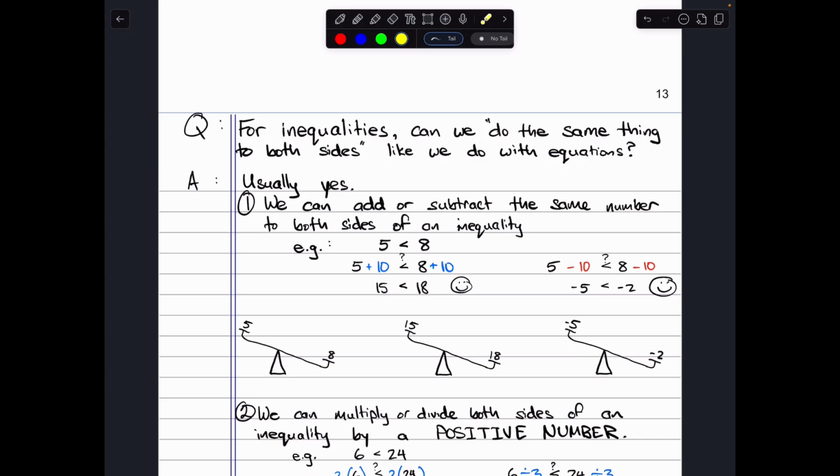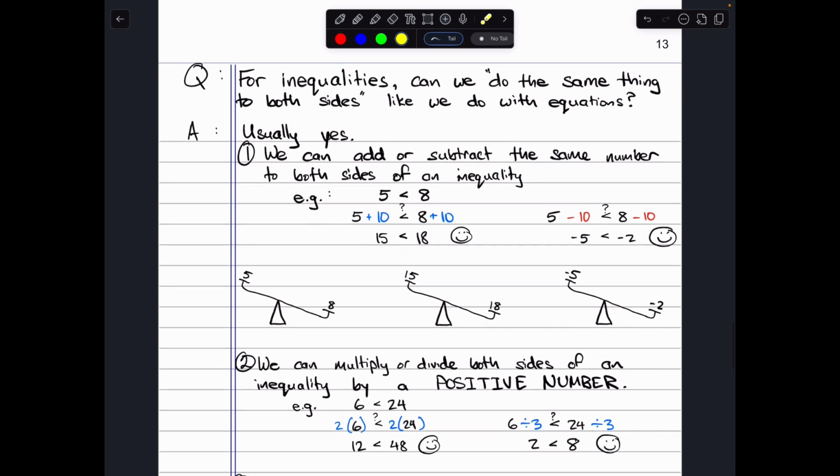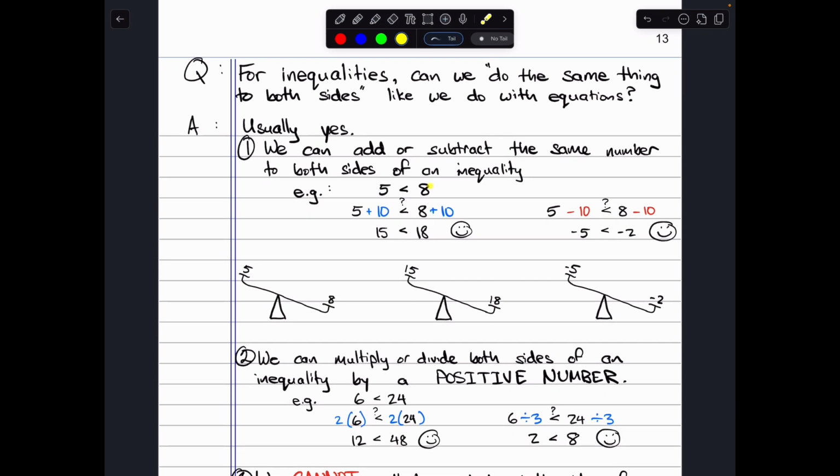So the first thing you should know is that we can add or subtract the same number to both sides of an inequality. So I have an example for you here. Here's an inequality. 5 is less than 8. We should all be able to agree on that, right? 5 is definitely less than 8.